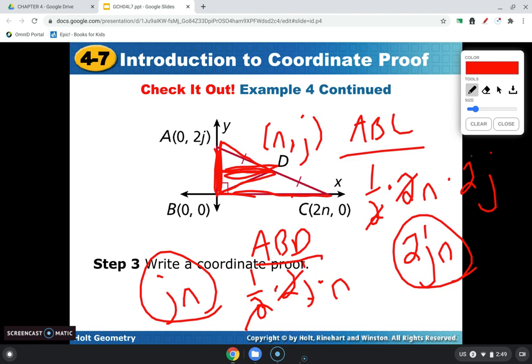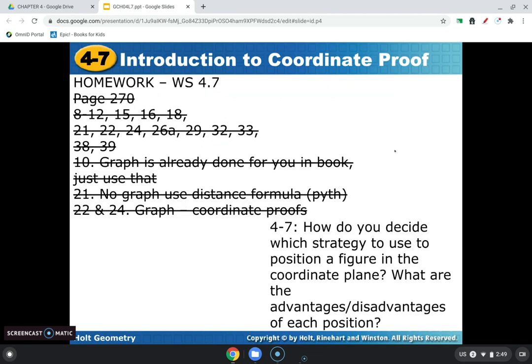So when you're doing those coordinate proofs, you're going to use slope, distance, and midpoint. You don't have to do the two-column type deal when you're doing those proofs. All right, that's a wrap for 4.7.